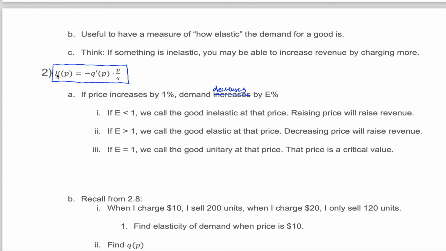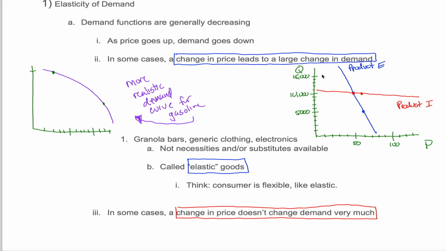Elasticity is not just a function of the good that we're talking about, it's also a function of price. So what this formula tells you is, if you increase the price by 1%, then your demand is going to decrease. How much is it going to decrease by? E%. So if E is less than 1, the idea is you're increasing your prices by a little bit, but E is really, really small. The demand is not going to decrease by very much. People still got to buy the gas. We would say the good is inelastic at that price. Think either product I over here in red, or gas when gas is relatively affordable.